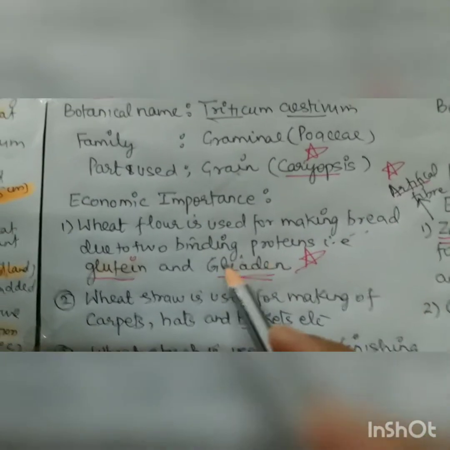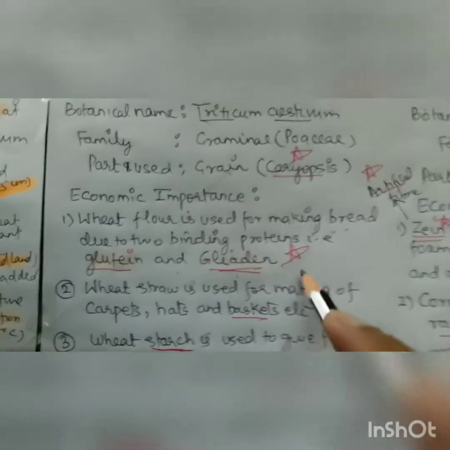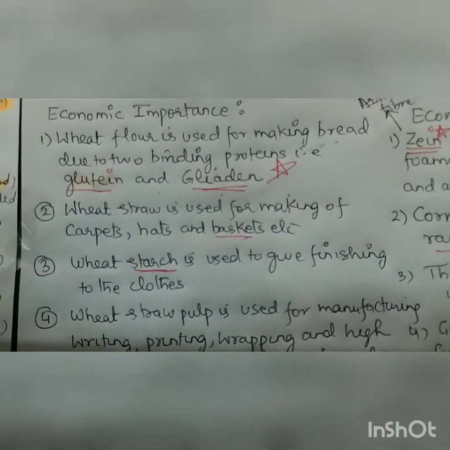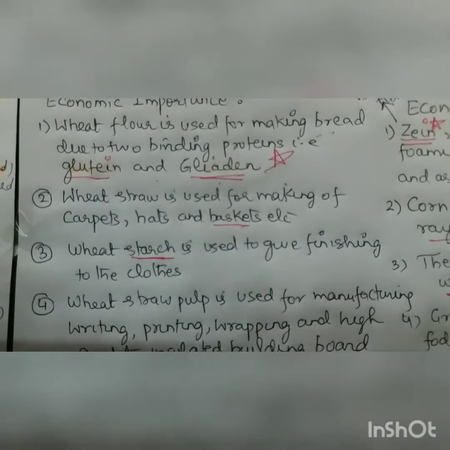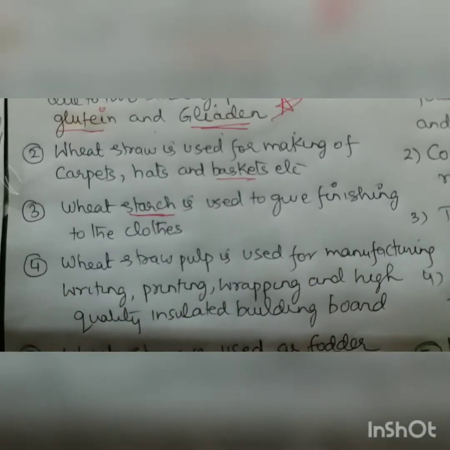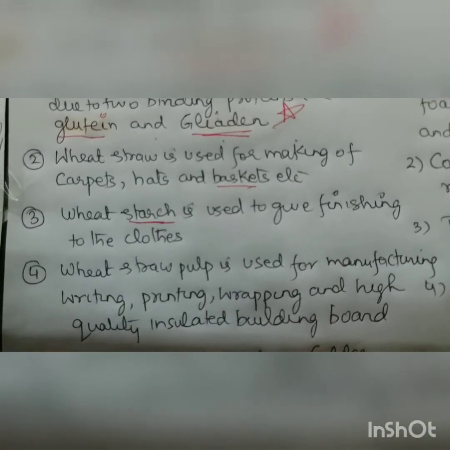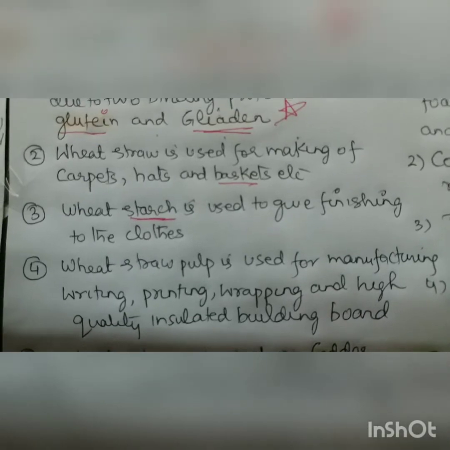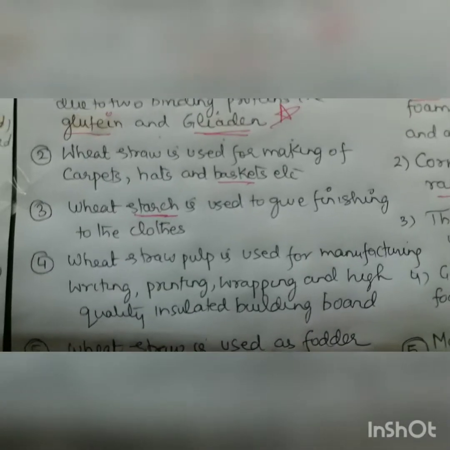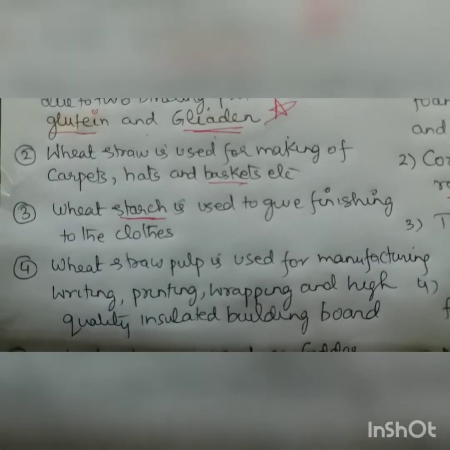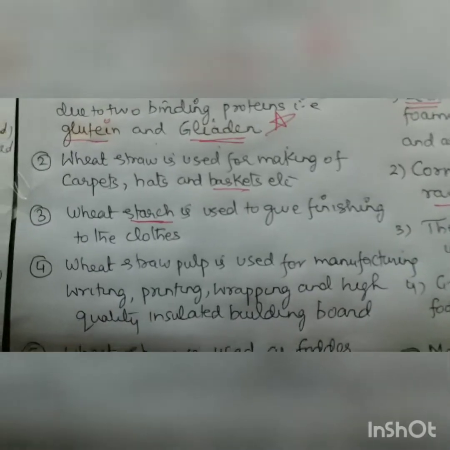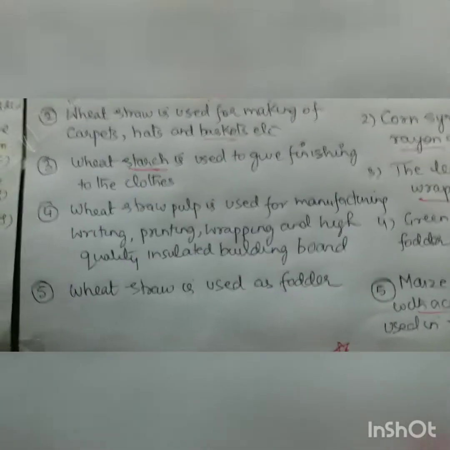I just told you binding proteins, gluten and gliadin. This question will come. Wheat straw is used for making carpets, hats, baskets. Wheat is a source of starch, which is used for giving finishing to the clothes. We learned from our mothers that starch is given to the clothes.